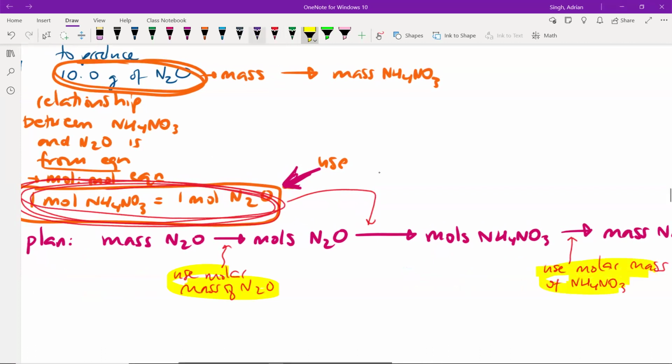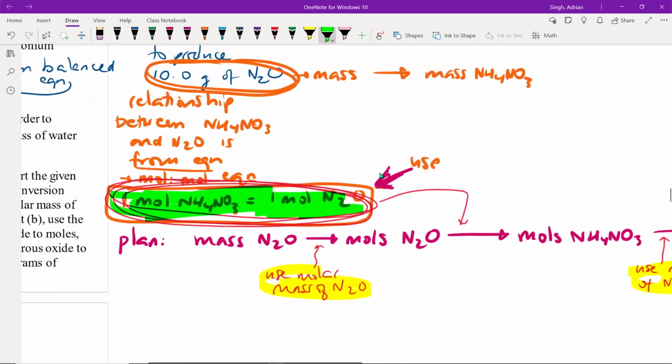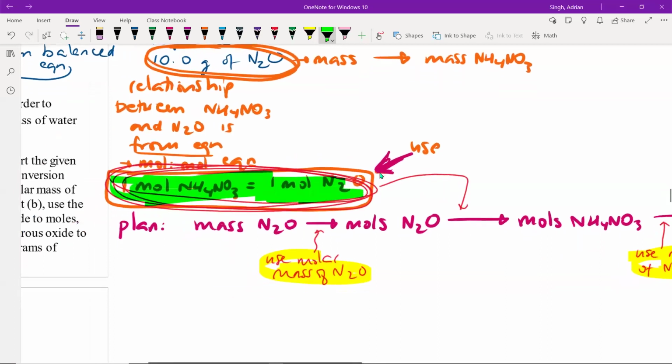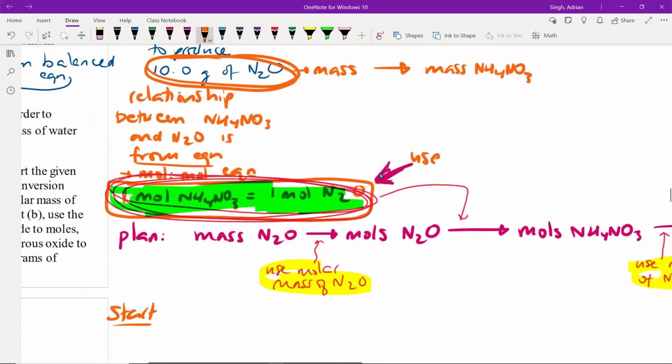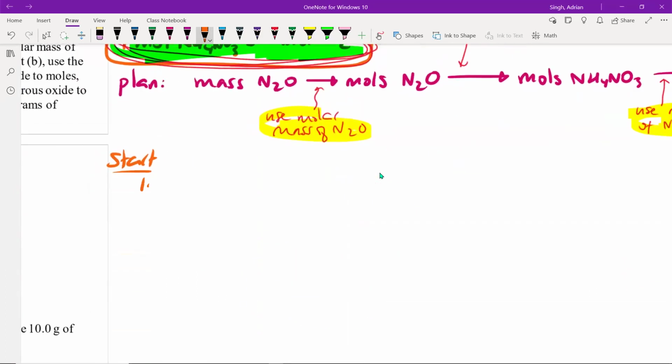The only new thing here that you're learning how to do is to use our mole to mole ratio, which we talked about in the previous video. Okay, so we're incorporating all of these things now into one big calculation. So let's go ahead and we can solve this. Okay, so I'm going to start off with the mass that's given. Always start with what's given. So we have the 10.0 grams of N2O and keep track of your units.